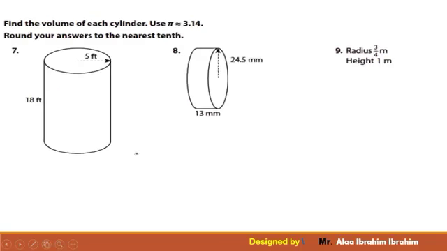Now we're going to this one. Now we're going to another example, also a cylinder, where we change pi to 3.14.